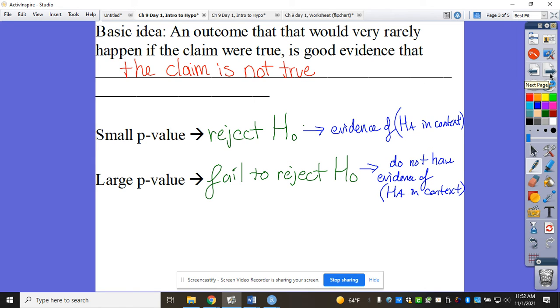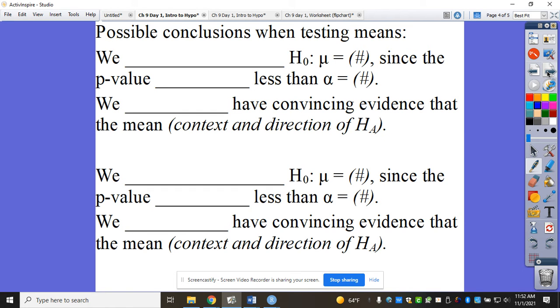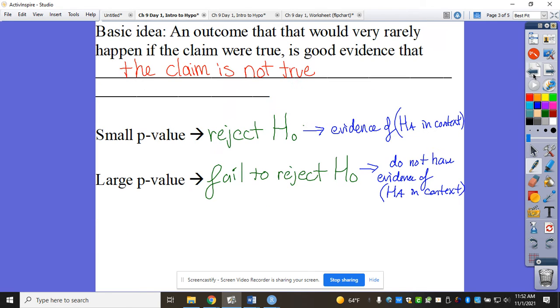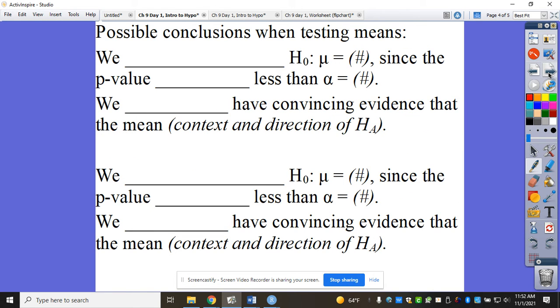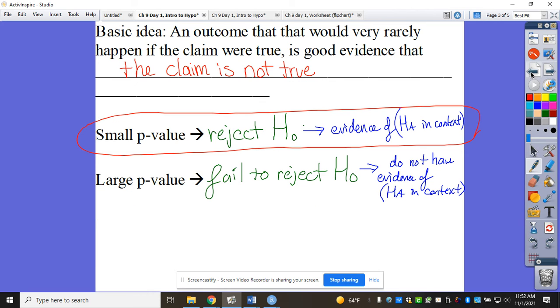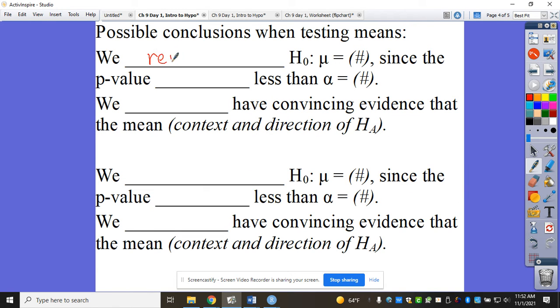So your conclusion is going to be one of these two fill-in-the-blank things. And yes, there are different ways to write it, but this is the reason that I always keep it the same. So we're going to write this line right here as our first option. In that first one, the one I circled, what did we do to the null hypothesis? We reject the null hypothesis.